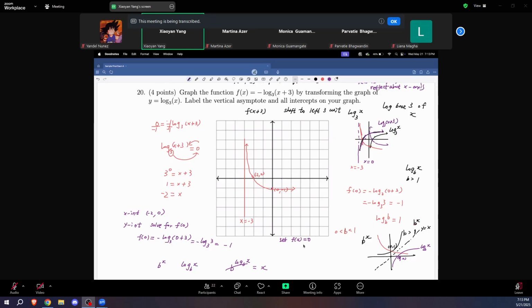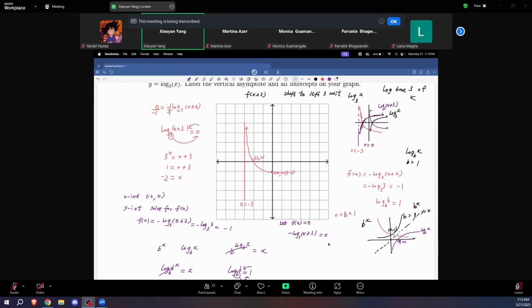Why harder? You have to solve for it. We set f of x, which is negative log base 3 of x plus 3, equal to 0. How to solve that? We can divide both sides by negative 1, so this becomes log base 3 of x plus 3 equals 0. I don't suggest this way, but it is another option. By the definition, the base raised to the power 0 equals the argument, and a number to the 0 power equals 1. So x plus 3 equals 1, so x equals 1 minus 3 equals negative 2. This is another way we can solve, but I suggest just moving from 1, 0 and shifting to the left 3 units. So 1 minus 3 equals negative 2. This is the easy way.